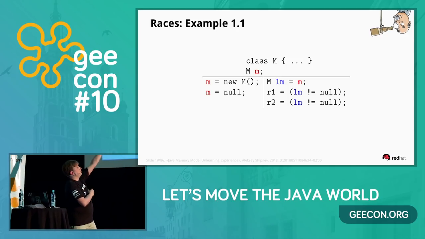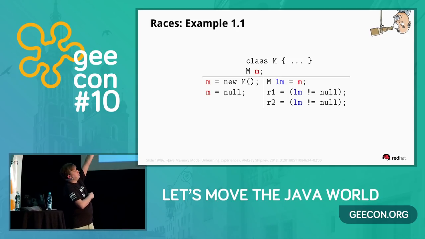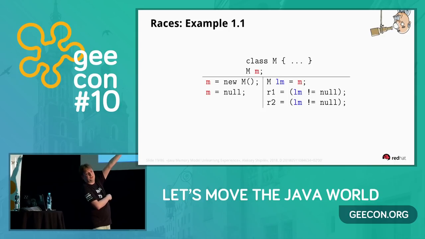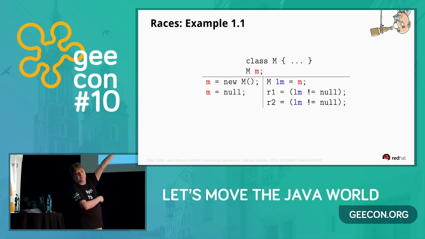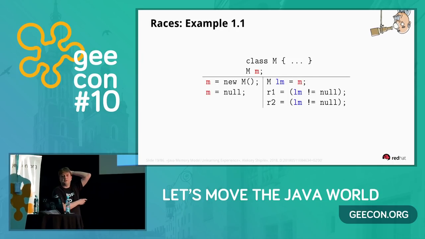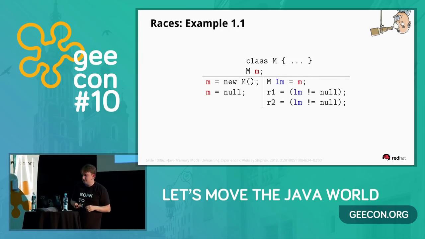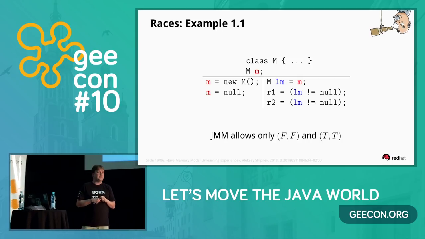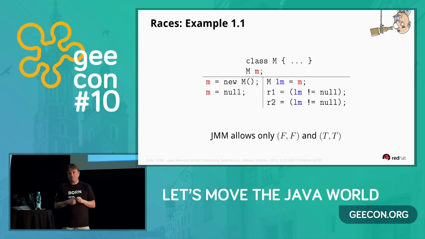You just do the new M in one thread, switch to the other thread, null check, both are true, then you do the store. Who is for false, false? Yeah, it is also kind of simple there. And if you do the derivation through GMM, you will realize that these are the only plausible results there.